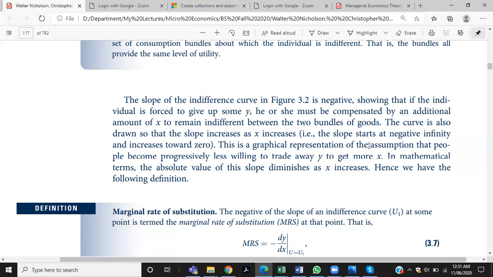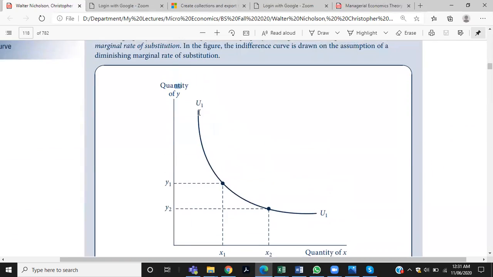This is the graphical representation of the assumption that people become progressively less willing to trade away y to get more x. And you know that the marginal rate of substitution decreases as we move from left to right. For example, if this is the left side of the indifference curve, as far as we move to the right, the slope decreases. The slope of the indifference curve shows the marginal rate of substitution, and this is decreasing or diminishing.